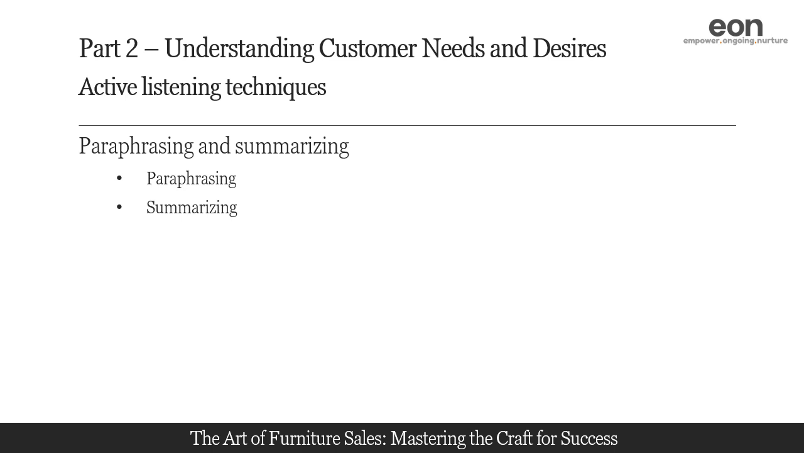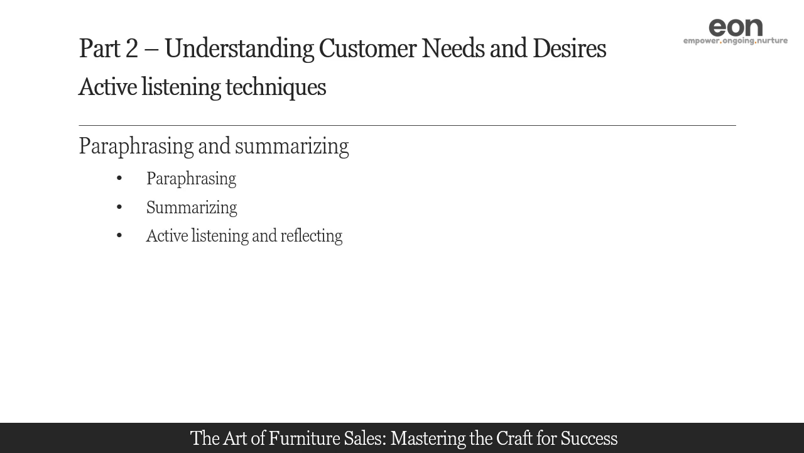been overlooked. For example, after discussing various furniture options, you can summarize by saying, "Based on our conversation, you are looking for a modern, space-saving sofa with durable fabric that complements your existing decor. Is that an accurate summary of your requirements?" Summarizing allows you to confirm your understanding and provide an opportunity for the customer to correct or add any missed details.